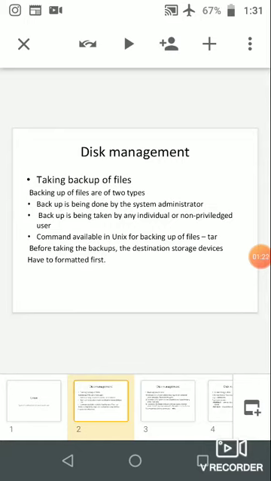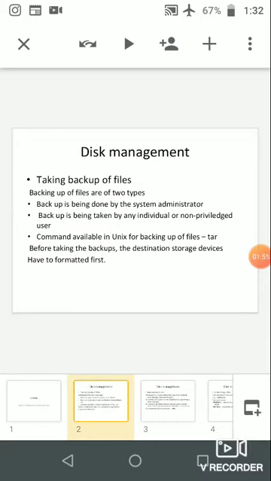Now, in disk management, one important aspect is taking the file backups, and it is also an essential duty or activity of the system administrator. Among other essential duties, taking backups is one of the very important responsibilities of the system administrator.